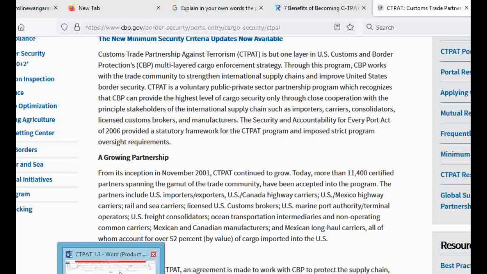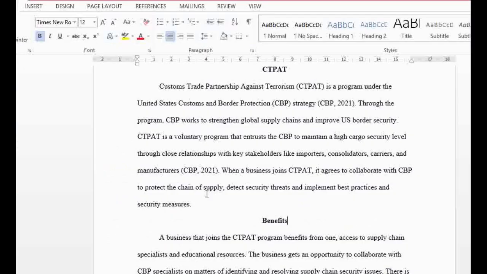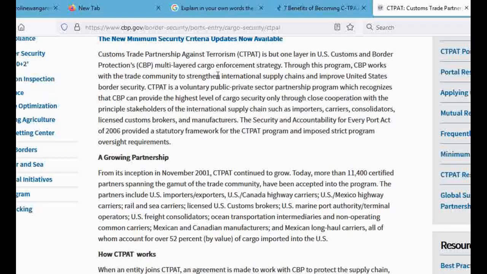So we go to where I did the paper. So this is a paper I did. You can see I started by explaining the full name of CTPAT, and I said it is a program under the United States Customs and Border Protection, a CBP strategy. And as you can see, that part of the information is right here, CBP strategy. Okay, I hope you're following, guys.